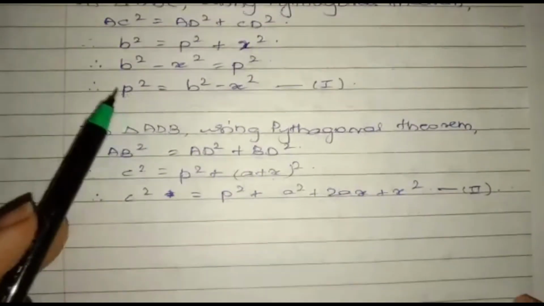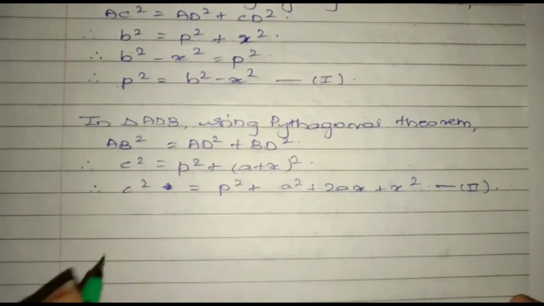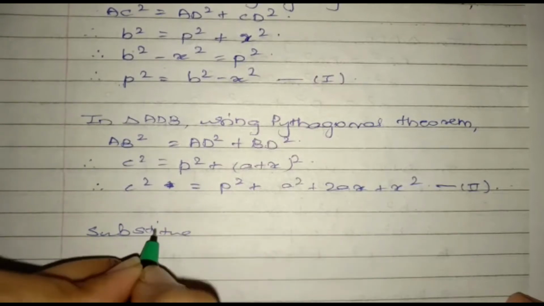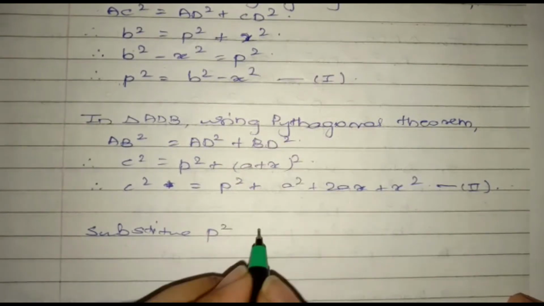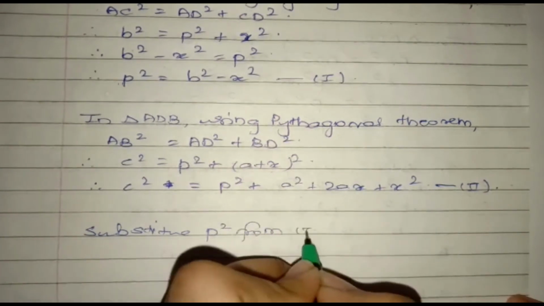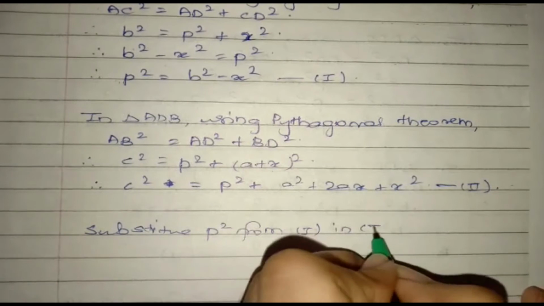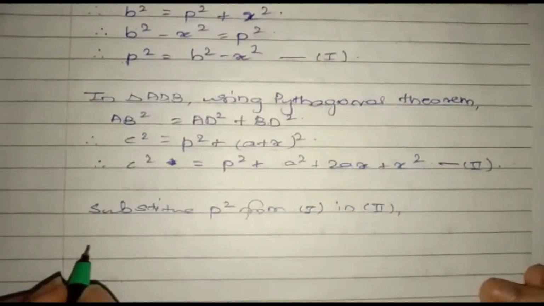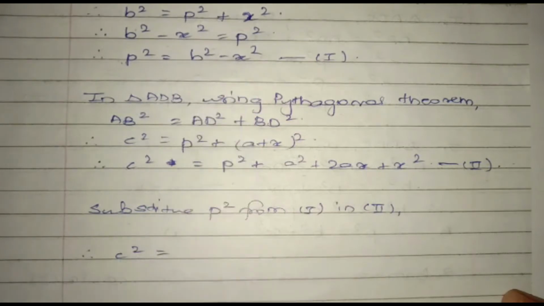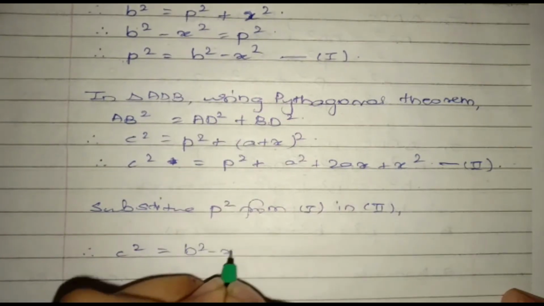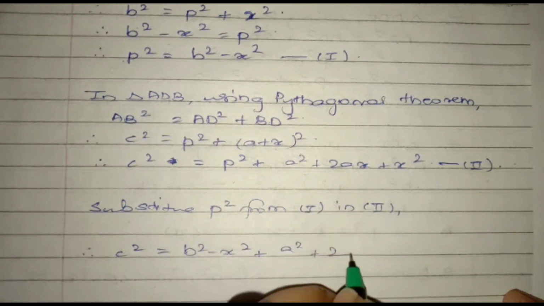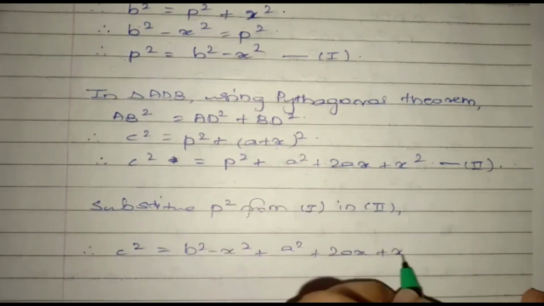Now we will substitute this P square in this equation. So we will write substitute P square from 1 in 2. So what is value of P square? C square is equal to, P square is B square minus X square plus A square plus 2AX plus X square.